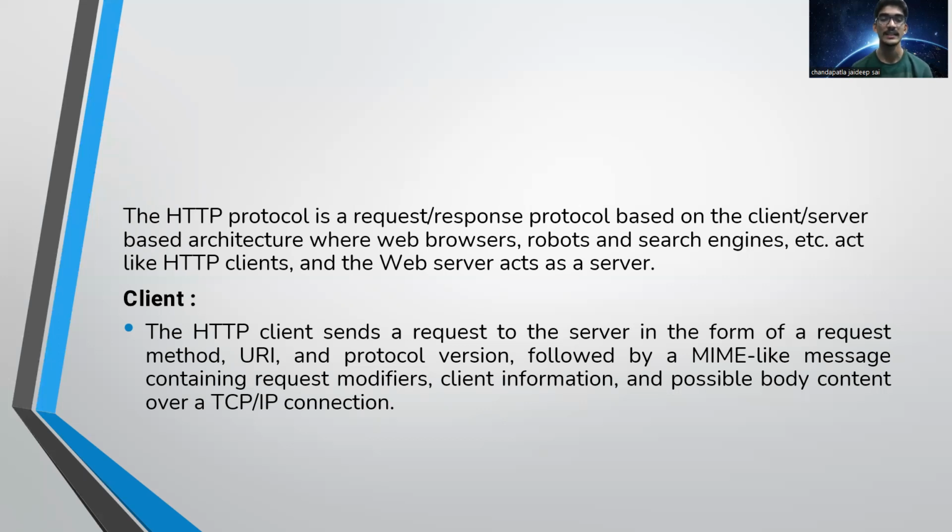The HTTP client sends a request to the server in the form of a request method, URL, and protocol version, followed by a MIME-like message containing request modifiers, client information, and possible body content over a TCP/IP connection. So the request method is given by the client to the server, along with the URI and protocol version, followed by the MIME-like message.